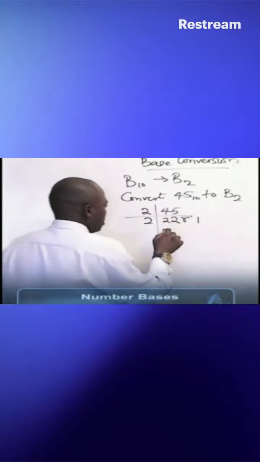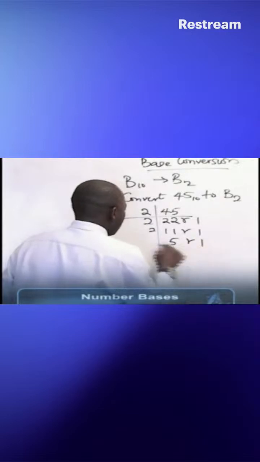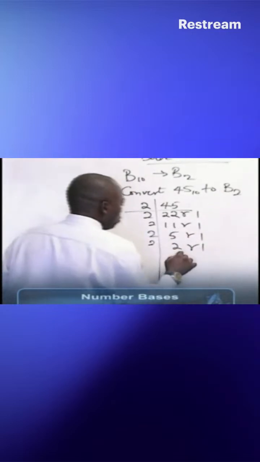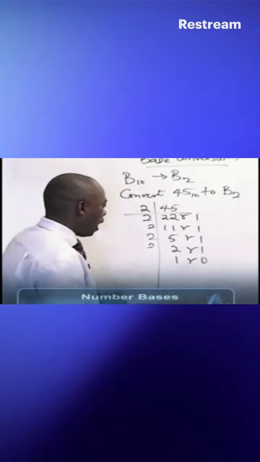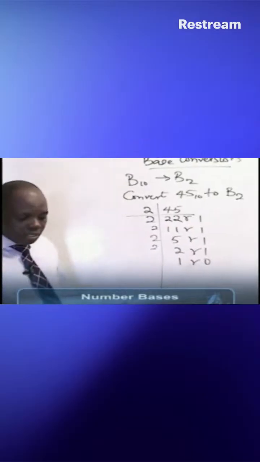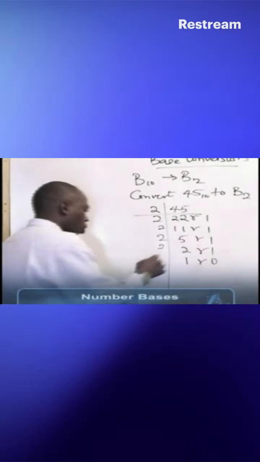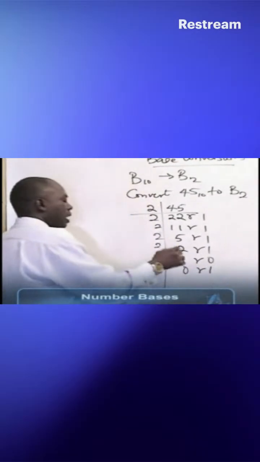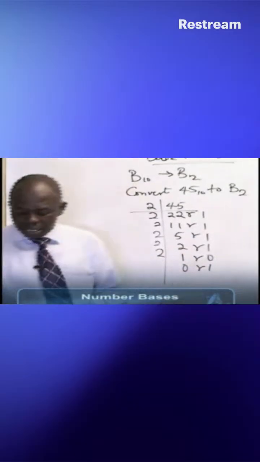2 in 22, you have 11, remainder 0. 2 in 11, you have 5, remainder 1. 2 in 5, you have 2, remainder 1. And then 2 in 2, you have 1, remainder 0. If you look at it, you will discover that we have gotten to 1. And since 2 cannot go in 1, you say 2 in 1, 0, remainder 1.